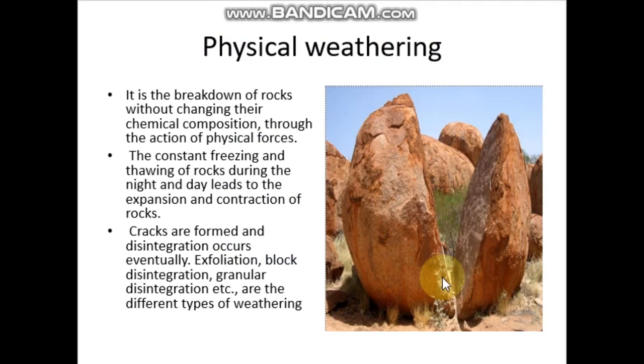What do you mean by physical weathering? It is the breakdown of rocks without changing the chemical composition through the action of physical force. How does this physical weathering happen? The constant freezing and thawing of rocks during the night and day leads to the expansion and contraction of rocks. Due to that, disintegration will occur. The cracks are formed and disintegration occurs often. So, what are the different types of physical weathering? Exfoliation, block disintegration, granular disintegration are the different types of physical weathering.